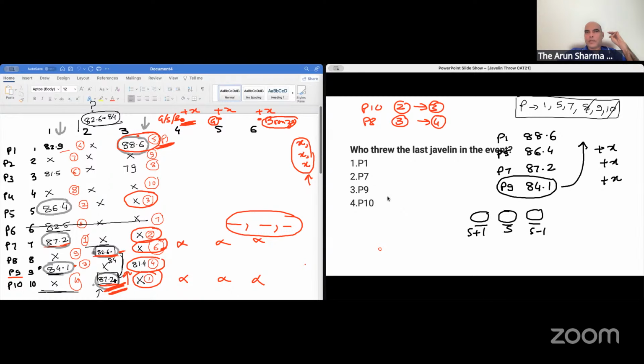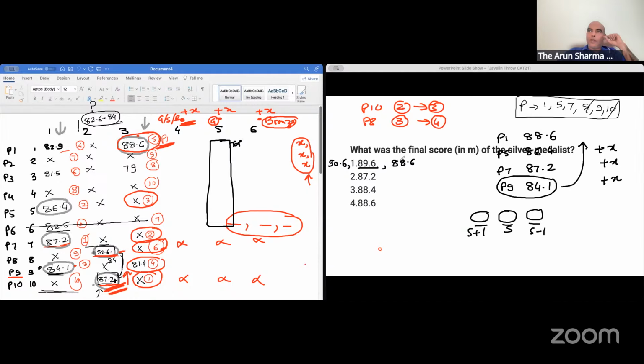Who threw the last javelin in the event? The last javelin would be the topper after round 5. Whoever is the top after round 5 will be the last javelin, right? So we don't know that also right now. So the focus is what is the final score of the silver medalist? Now this is where you can actually start making up some thoughts. And that is if the silver medalist, you have 4 options for this. If the silver medalist is 89.6, then the gold medalist has to be 90.6 and the bronze medalist has to be 88.6.